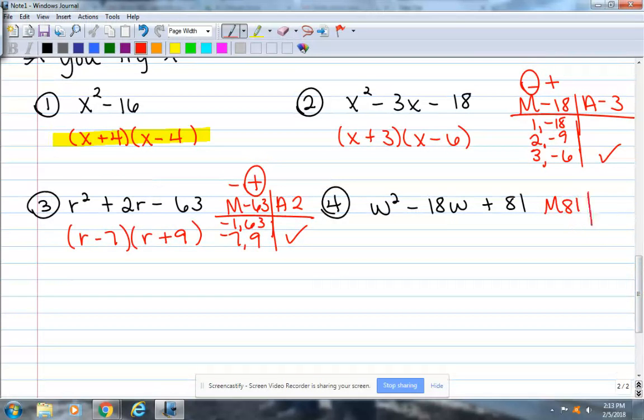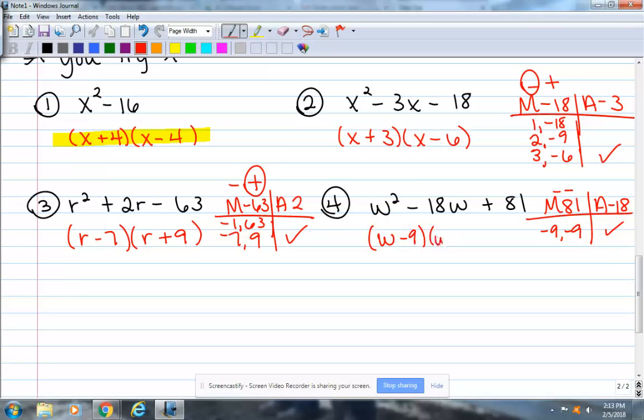81. And add to get what? 18. -18. You're going to be -9. Yeah, we need 2 negatives, and that adds to make -18, right? Now, what do we write? W minus 9. W minus 9.